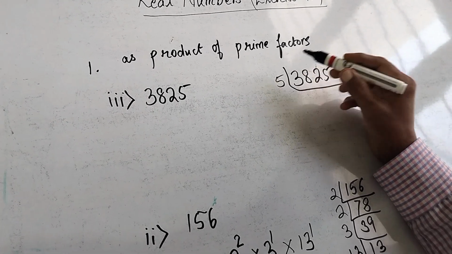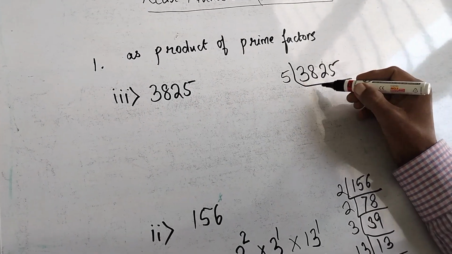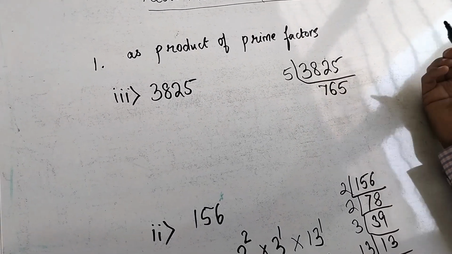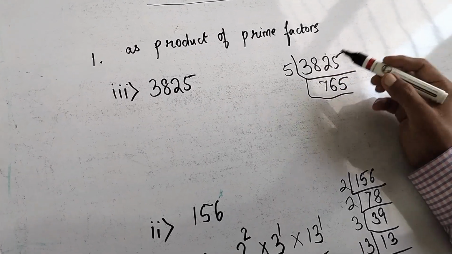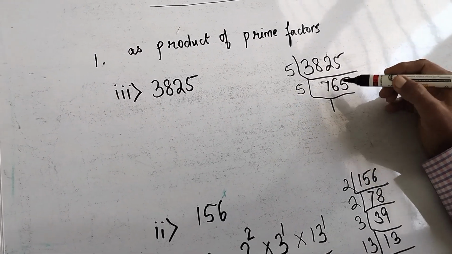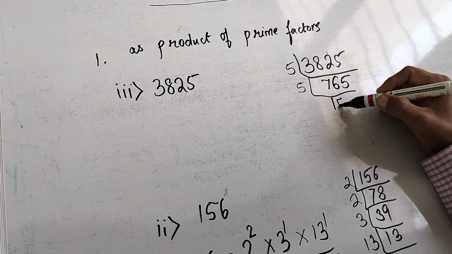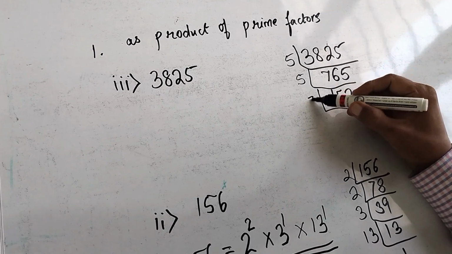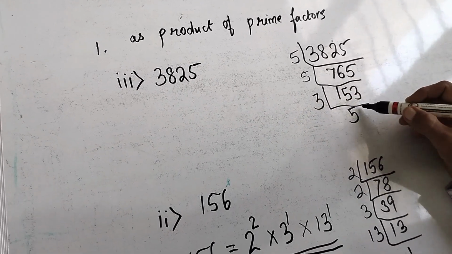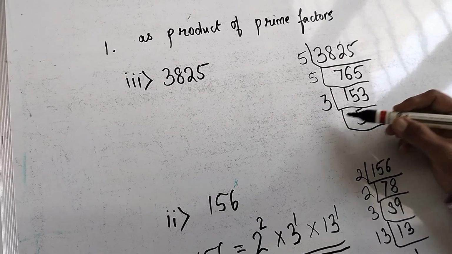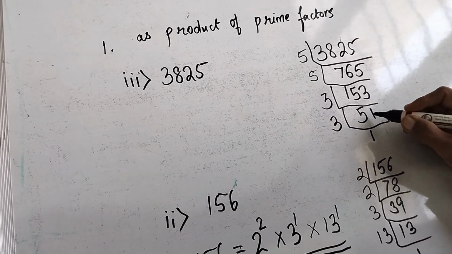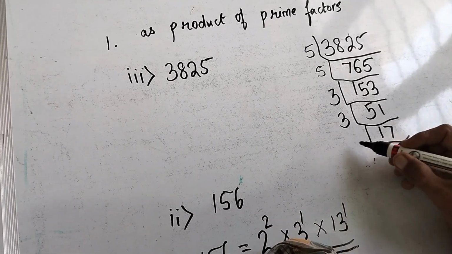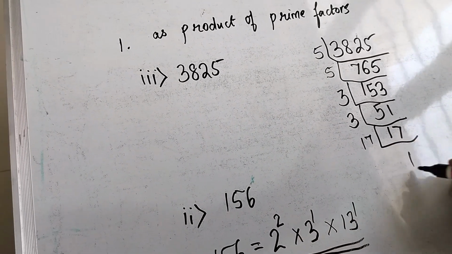5 से शुरू करेंगे क्योंकि एंड में 5 है, so 5 7s are 35, 5 6s are 30, and 5 5s are 75. Then again by 5, 5 1s are 5, 5 5s are 25, and 5 3s are 15. We can use 3 5s are 15, 3 1s are 3, then 3 1s are 3, and then we can see here 17 1s are 17.